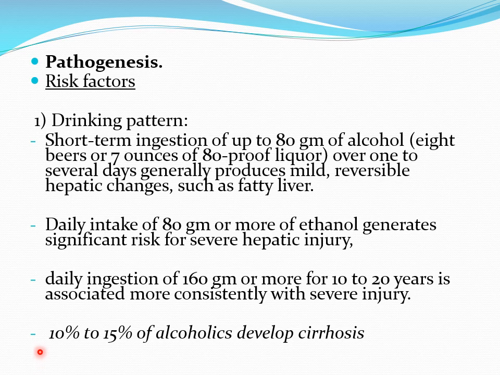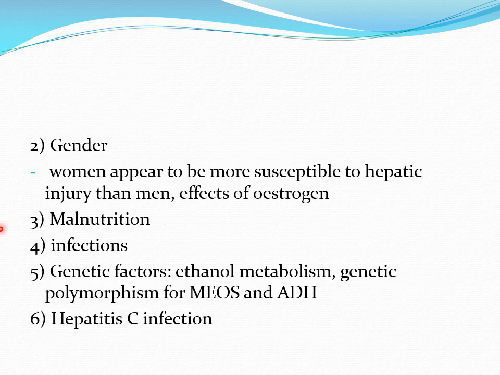About 10 to 15% of alcoholics generally develop cirrhosis. Another risk factor is gender. Women appear to be more susceptible to hepatic injury than men, because of the effects of estrogen in females. Then malnutrition and infections, you know about it. Certain infections like hepatitis C produce fatty liver changes, so if associated with infection, there are more chances of early development of steatosis, hepatitis and cirrhosis, or alcoholic liver disease, ALD. We will use this short term. And certain genetic factors related to ethanol metabolism, genetic polymorphism for P450, ALDH and ADH, will be related to these changes.